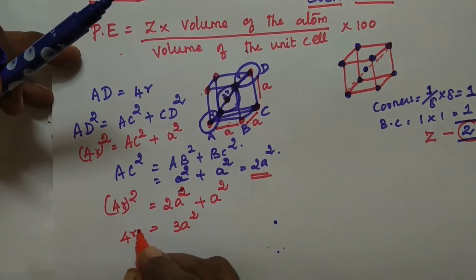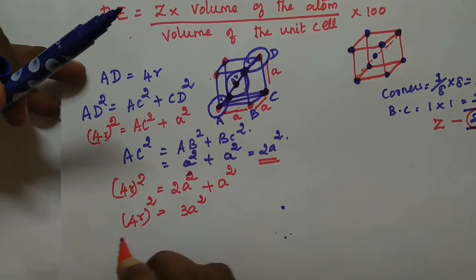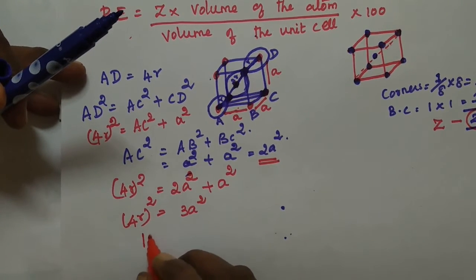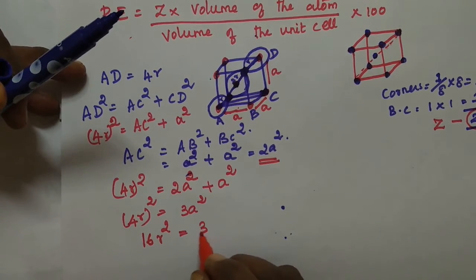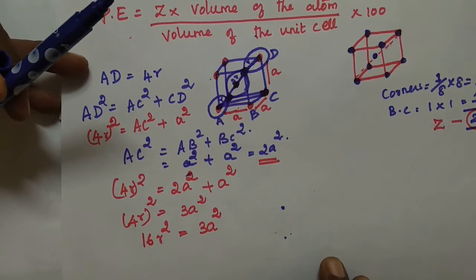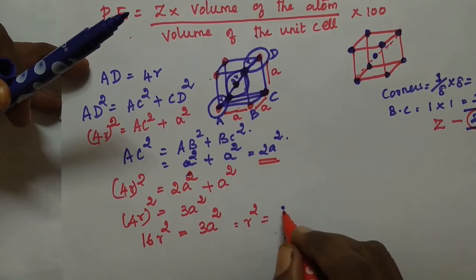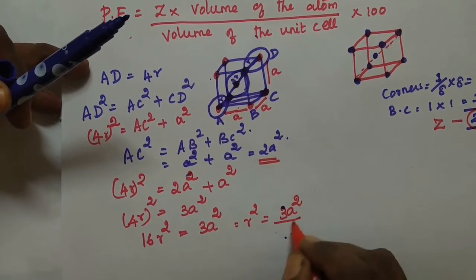So 4R square, I can write it as 4 into 4, it is 16R square, which is equal to 3A square. Or I can find out R square. What is R square? I write it down here. R square is equal to 3A square by 16.